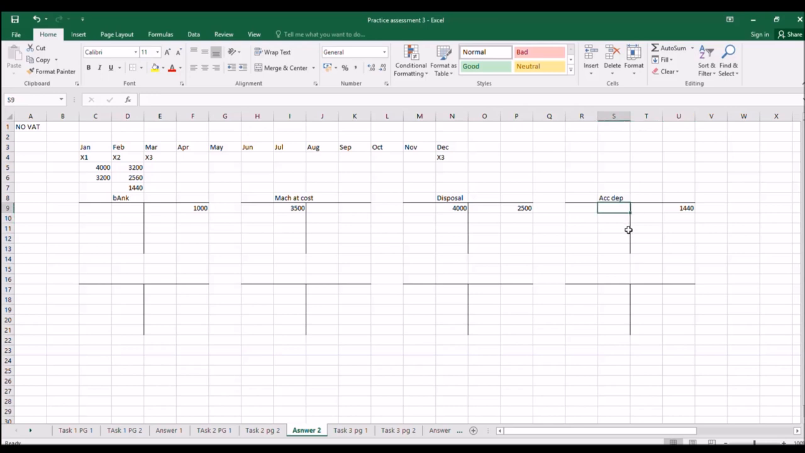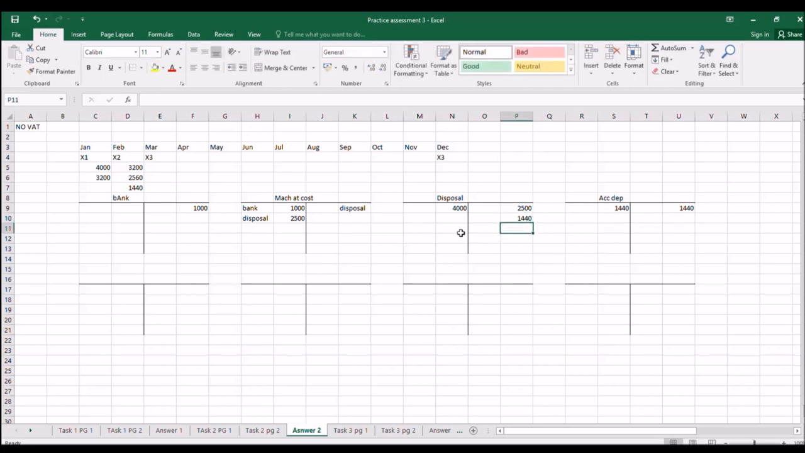So we'll be debiting that. And in the machines at cost, let's separate that into the two items, 1,000 for the bank and also disposal, 2,500. Okay, so that's our 3,500 for the first journal. And then if we've gone debit there, we would have gone 4,000 for the disposal there. And in the disposals we've gone debit the accumulated depreciation, that 1,440 here.